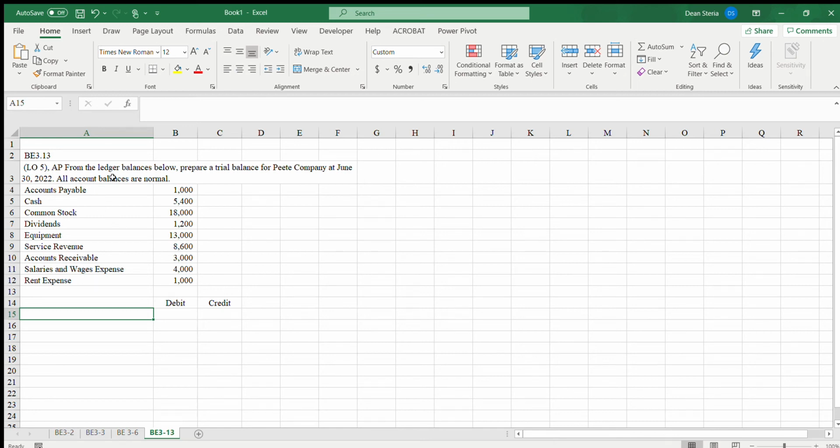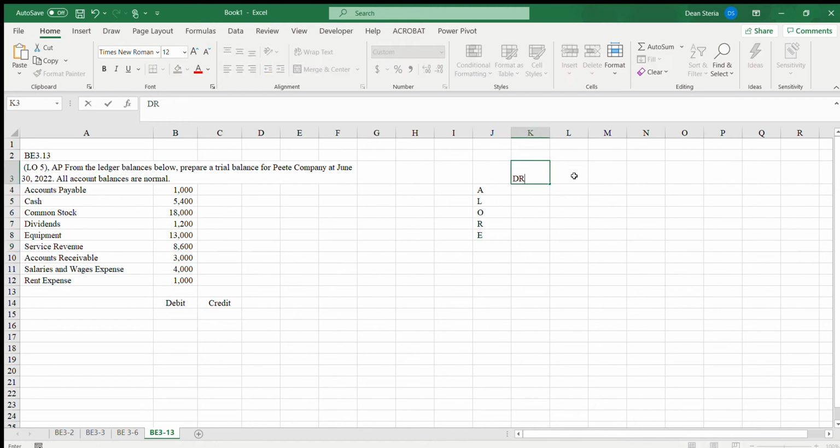Here they give us some numbers from the general ledger and they want us to prepare a trial balance as of June 30th, 2022. All account balances are normal. Okay, so we have to remember ALORE, A-L-O-R-E, right? Assets, liabilities, owner's equity, revenues and expenses.